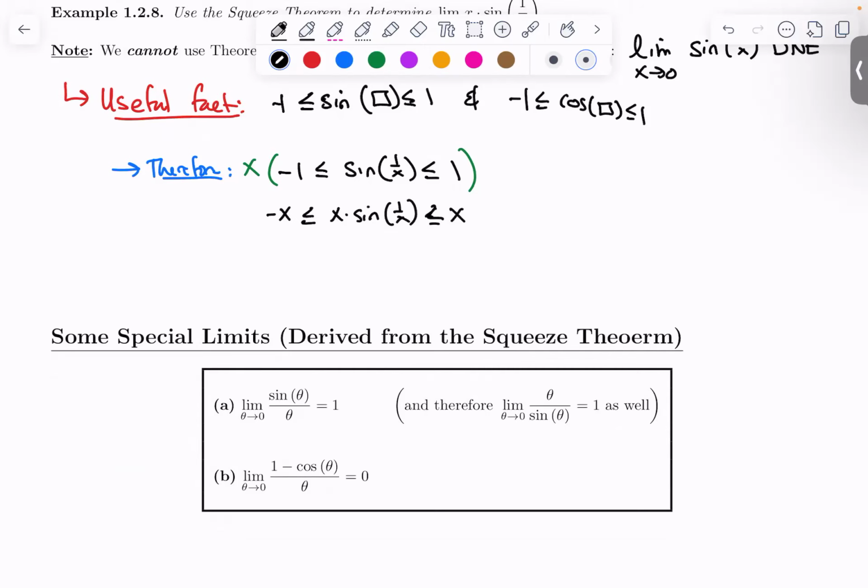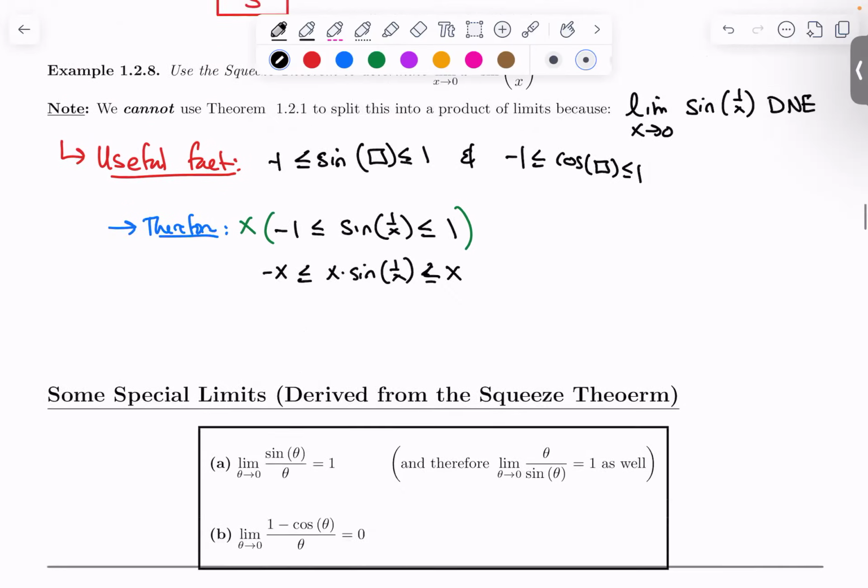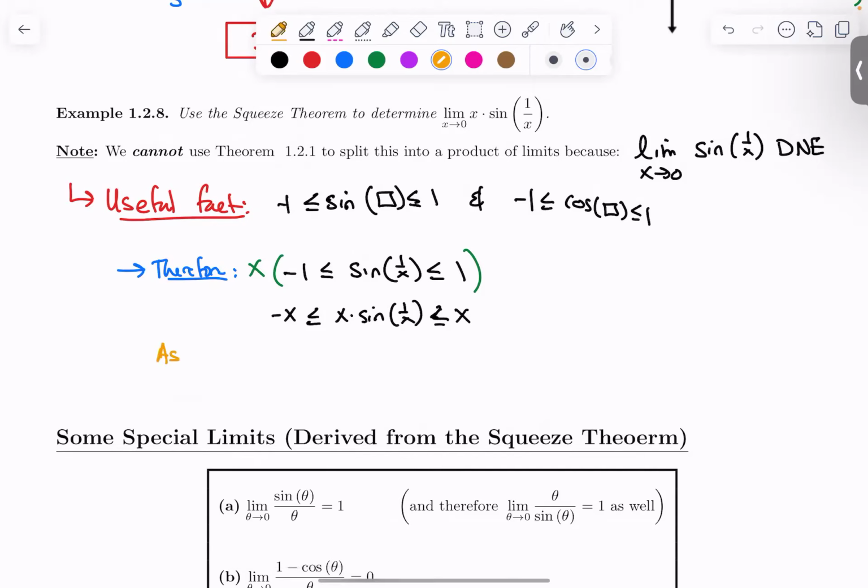So anyways, now that it's bounded between these things, we have an upper bound and a lower bound for our desired limit. And as x goes to 0, -x will go to 0, right? Because it'll be -0, which is 0. And x will also go to 0. So, by the squeeze theorem, this ends up being 0 as well. The limit as x approaches 0 of x times sine of 1 over x actually ends up being 0.